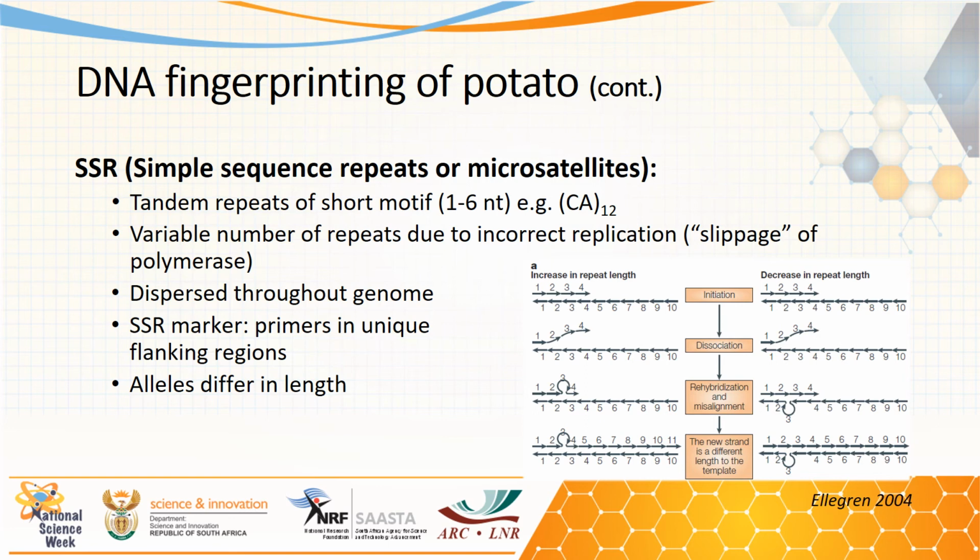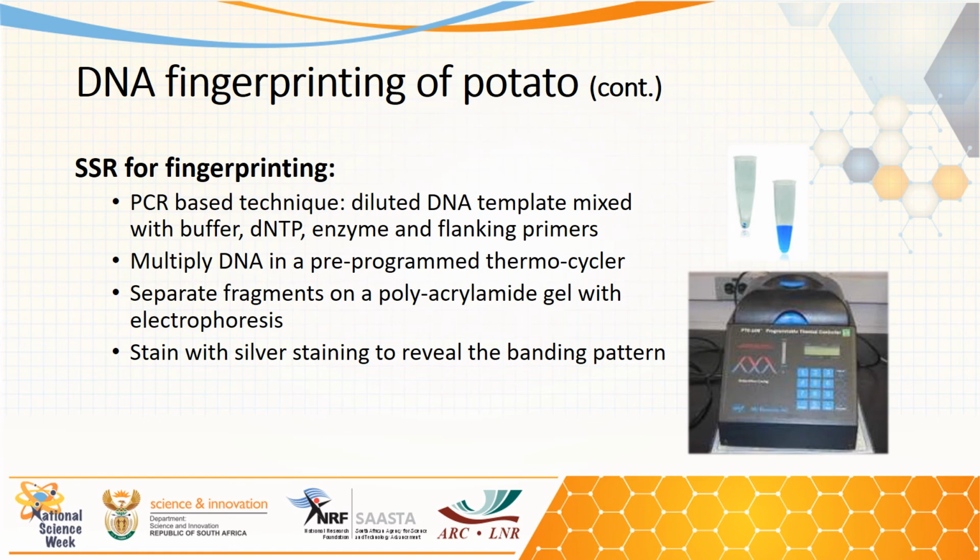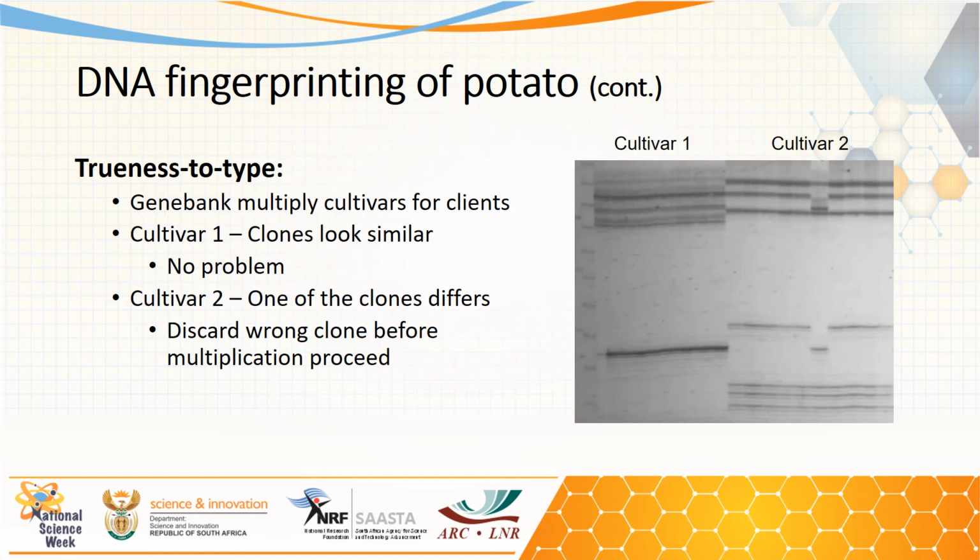The markers used for the SSR are primers that bind to the unique flanking regions on either side of the SSR region. When you use them in PCR, they amplify pieces of different lengths, called different alleles. SSR for fingerprinting is a PCR-based technique where the template DNA, the buffer, the NTPs or the building blocks, the polymerase enzyme and the flanking primers are all added together in a tube. The DNA fragments of different lengths are then amplified by cycling the temperature in a pre-programmed thermocycler. The fragments are separated on a polyacrylamide gel with electrophoresis and stained with silver staining to reveal the banding pattern.